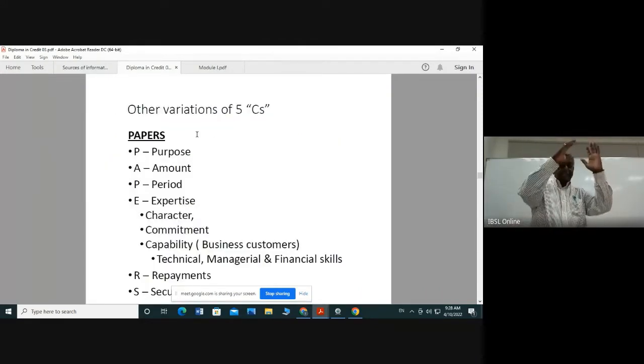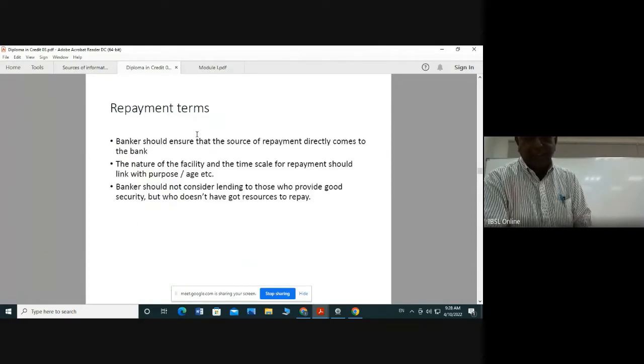So these are the guidelines, or the tool, for you to evaluate consumer credit. The 5Cs method.